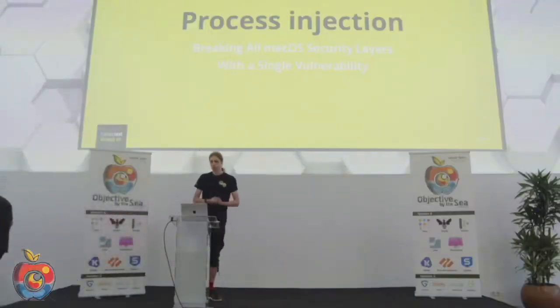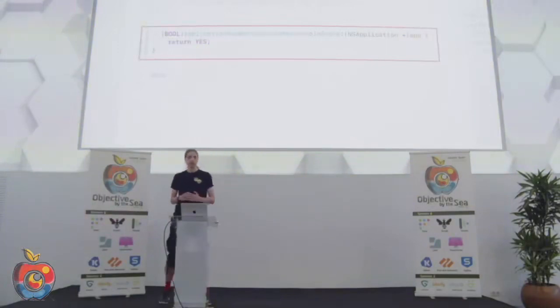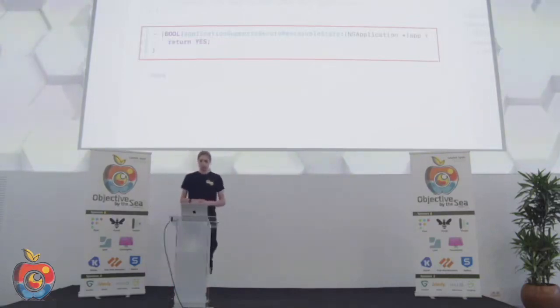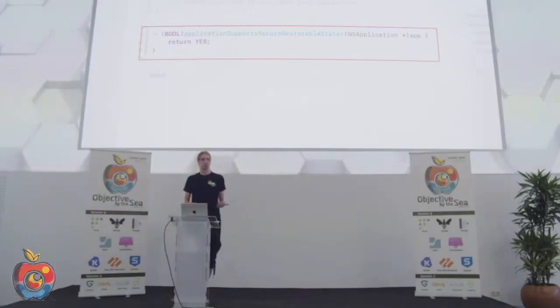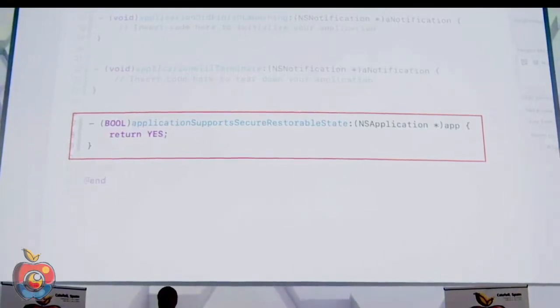Welcome to Process Injection, breaking all macOS security layers with a single vulnerability. If you have started Xcode since updating to version 14, you may have seen this new function in the template. Application supports secure restorable state, which by default returns true. Now in this talk, I'm going to talk about the vulnerability that necessitated this change and what this actually means, and how this vulnerability could be applied in different ways.